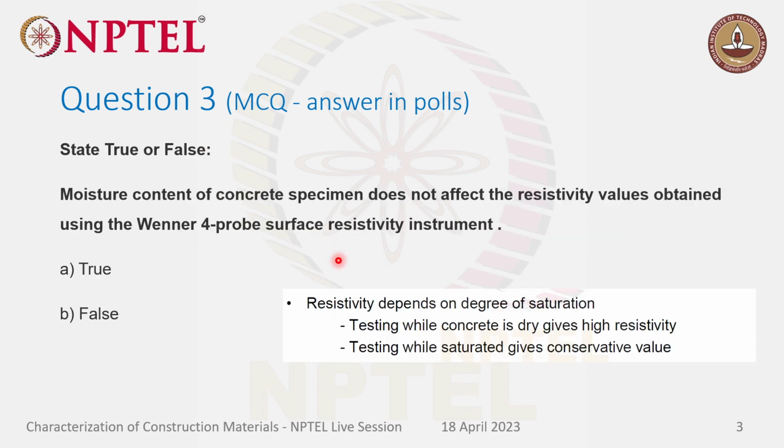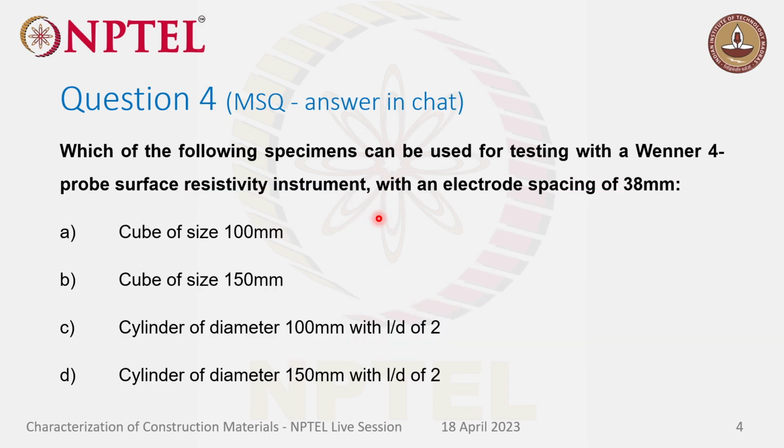Okay, and this statement is taken from the lecture PPT only: testing while concrete is dry gives high resistivity, and testing while saturated gives conservative values. So we should be very keen on how the test is done. Similarly, a compression test on a cube also has an effect of dry and saturated values. If you have done compressive tests on concrete specimens, you would have known this. And the correct answer is false because moisture can have an effect. Let's move to question number 4.